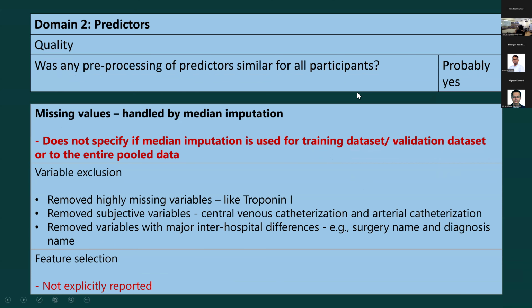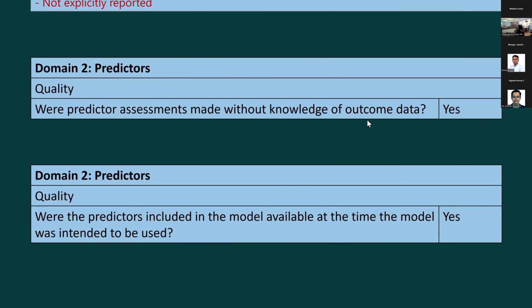So what was done in this study? The missing values they handled by median imputation. They did not specify if it was used on the training data set, the validation data set, or the entire pooled data. For variable exclusion, they removed highly missing variables, and removed highly subjective variables like ease of central venous catheterization and arterial catheterization. They removed variables with major inter-hospital differences like surgery name and diagnosis. And for feature selection, the process is not explicitly reported. So I've given it a probable yes.